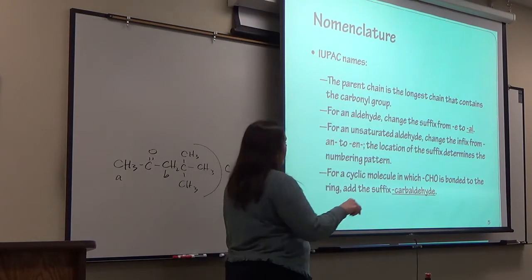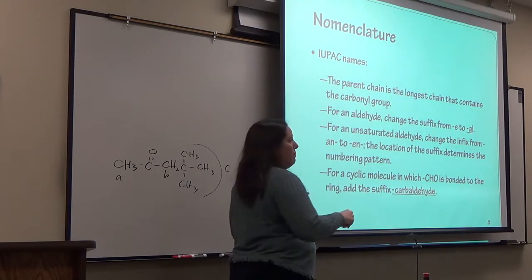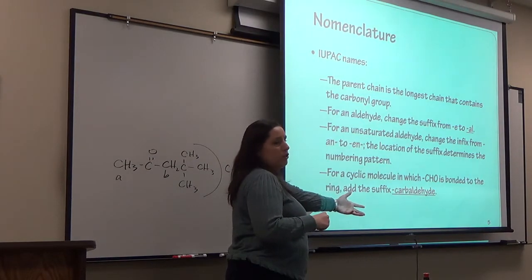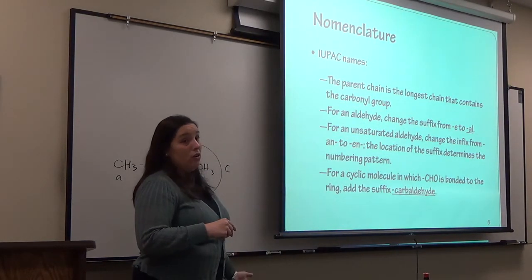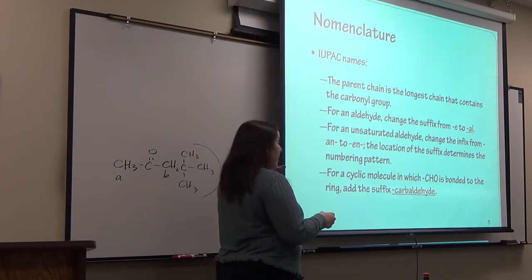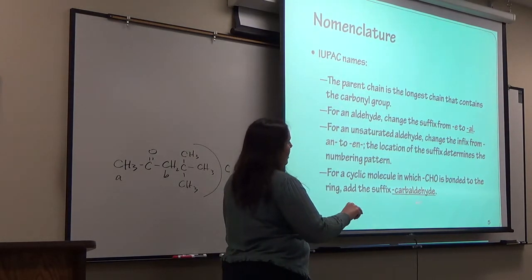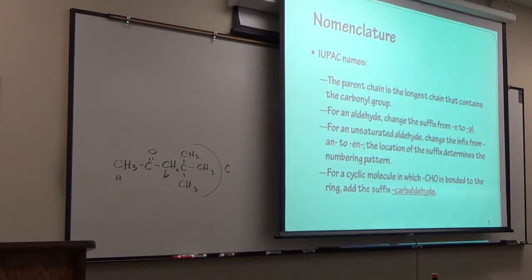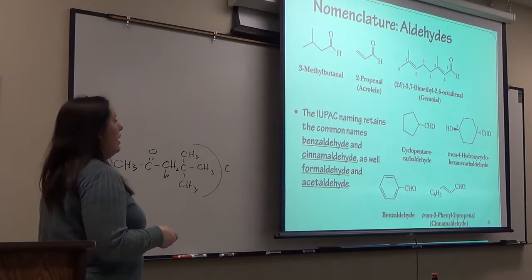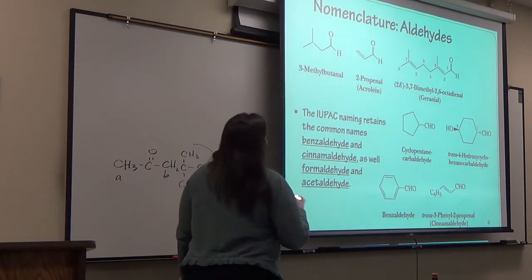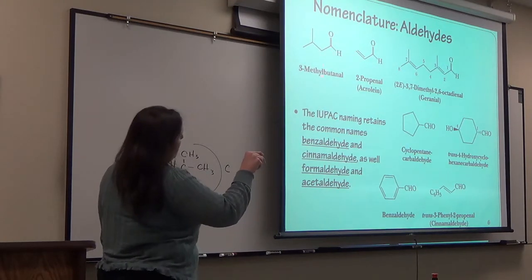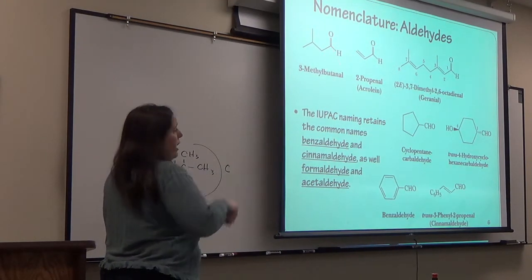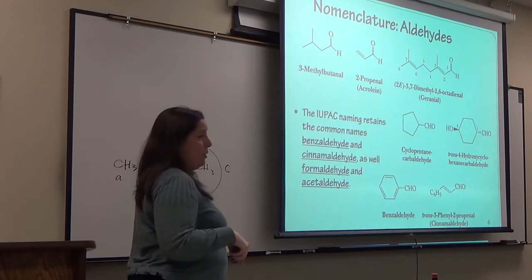If it's cyclic, then the aldehyde has to come off of the cycle. There's not enough bonds for the aldehyde to participate in the cycle. And so in order to take care of that carbon that's going to be on the outside, it's called carbaldehyde. So if it's cyclic, it gets a different suffix than when it's linear. And that's because the carbon of the aldehyde group has to be outside of the ring. So again, for the aldehydes here, remember that the carbonyl is now the highest priority group, so that has to be carbon number 1.